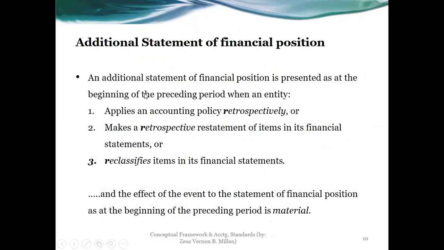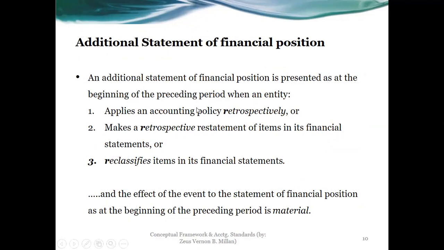Next, an additional statement of financial position is presented at the beginning of the preceding period when an entity applies an accounting policy retrospectively. The preceding period would be, for example, if this is the year 2019, as 2020 is not yet complete. So if there is an additional statement of financial position presented, it should be at the beginning of the preceding period, which is 2018. So that's going to be January 1, 2018.